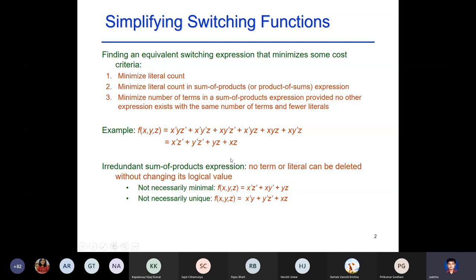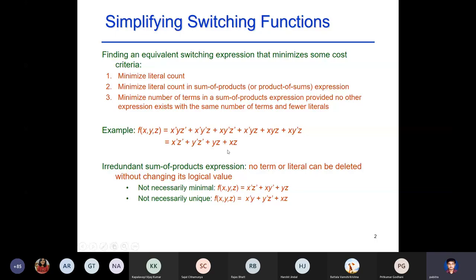Note that an irredundant expression need not be minimal. There may be multiple irredundant expressions which are equivalent. For example, this is one example. You can have another expression which is again irredundant. You cannot drop anything from it, but it's still equivalent. So for a set of equivalent relations, you can have multiple irredundant expressions. Each of them is irredundant in the sense that you cannot drop anything from it, but they are not unique. They are different. All of them are good.